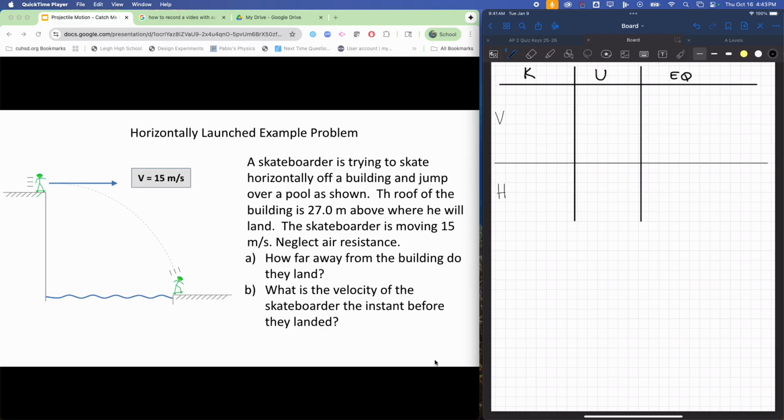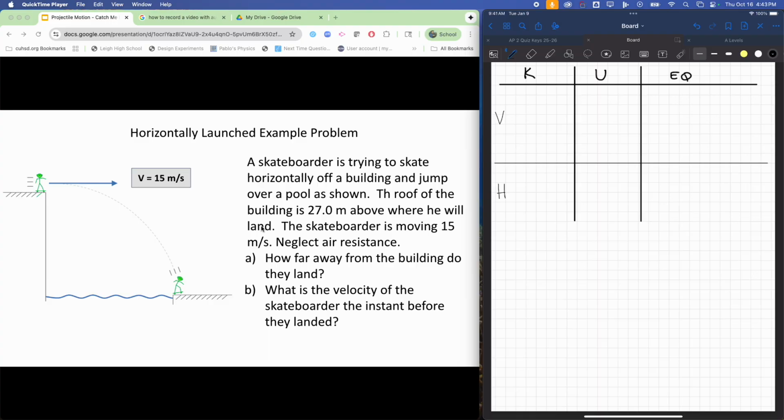And so now when I read through the problem, I'm going to have to make a decision, not only what kind of information am I getting, but also, is it horizontal information? Is it vertical information? So we're going to read through the text right now. It says here, a skateboarder is trying to skate horizontally off a building and jump over a pool as shown. Oh, there's a typo there. I'll have to fix that.